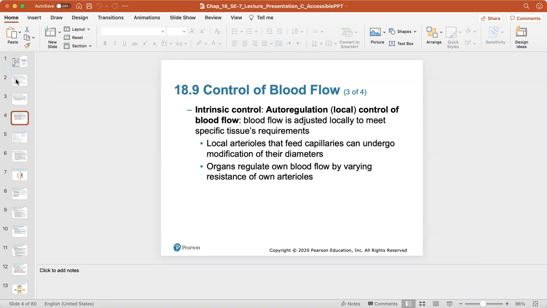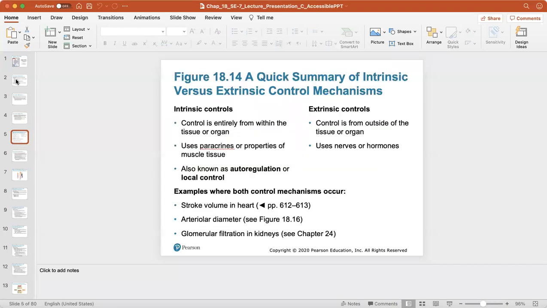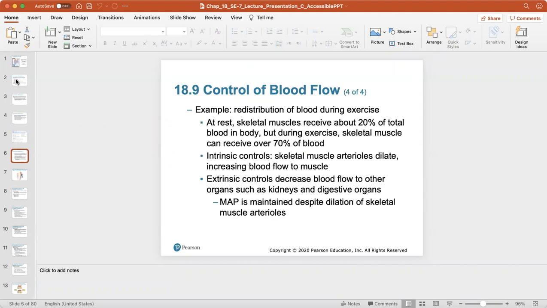Usually this is done by local arterioles that feed into capillaries. They can undergo modifications of their diameters, and organs can regulate their own blood flow by varying the resistance of their own arterioles. So this is just a review of intrinsic controls versus extrinsic controls and examples where both control mechanisms occur, and some resources that you can look in your textbook for: stroke volume in the heart, arterial diameter, and glomerular filtration in the kidneys.